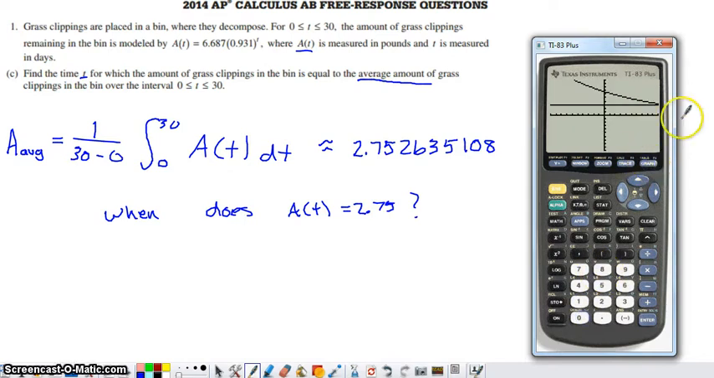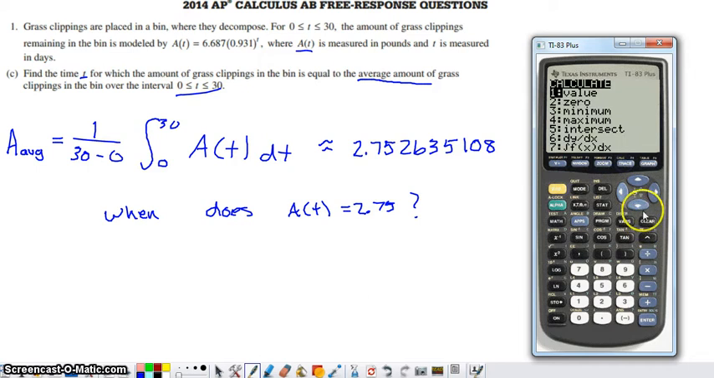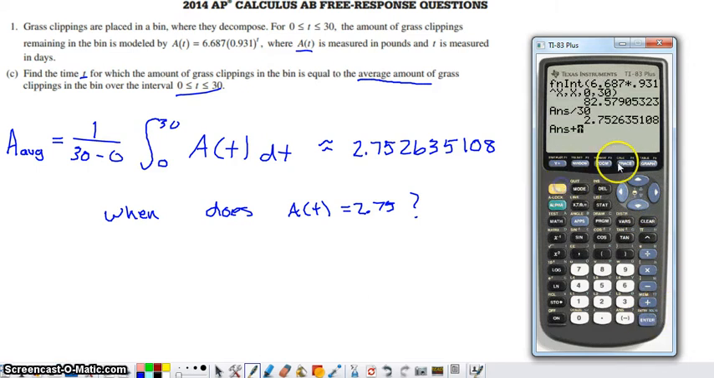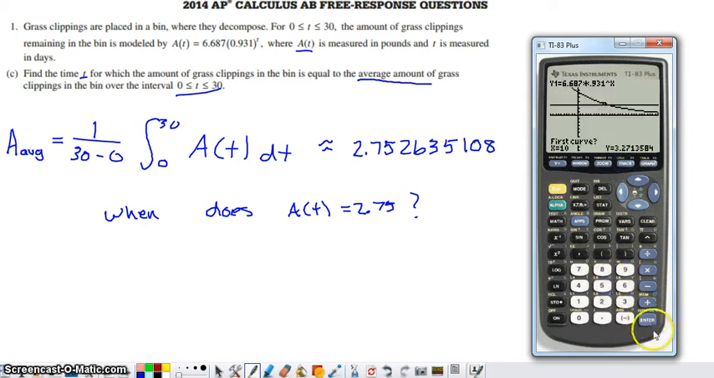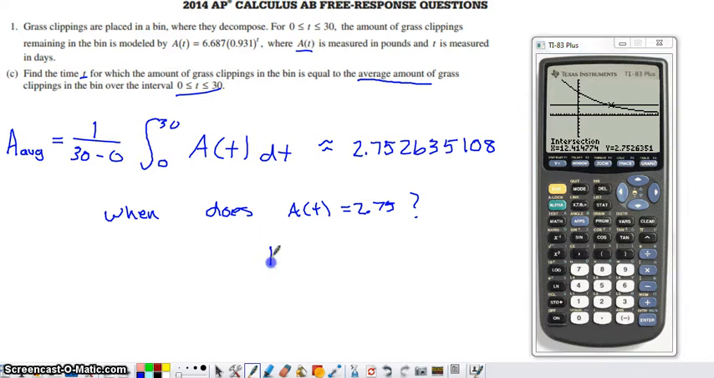If I graph these, I almost see the intersection here. This time interval extends from 0 to 30, so I'm just going to extend my viewing window to an x max of 30. And now I clearly see that the value of A of t is equal to the average at this point right here. The calculator can find that intersection for you. Go into the calculate menu, grab the intersect feature. If you only have two curves graphed and they only intersect at one point, which is the situation here, you can just hit enter, enter, enter, and you have your values. So that x value is going to be our t value.